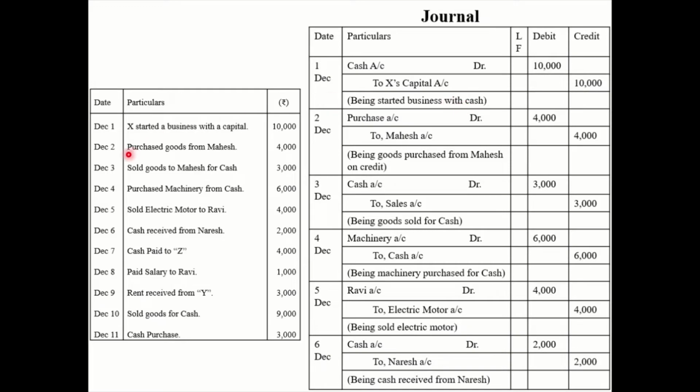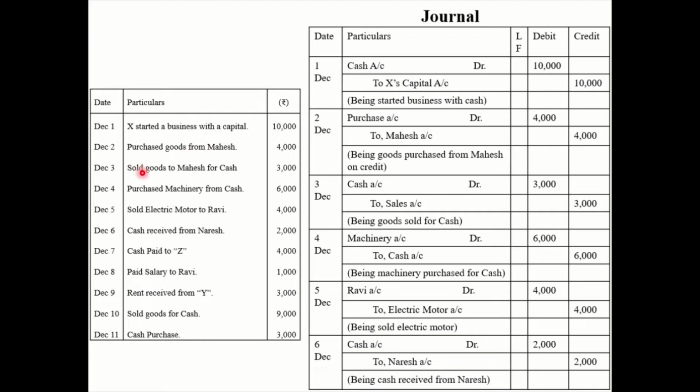And second transaction, purchase goods from Mahesh. Two accounts involved, purchase and Mahesh. Purchase is a real account, Mahesh is a personal account. While purchasing, goods are coming into the business. That's why purchase account is debited. Mahesh is a personal account. Rule of personal account is credit the giver. That's why purchase account is debited and Mahesh account is credited. Narration: being goods purchased from Mahesh on credit.